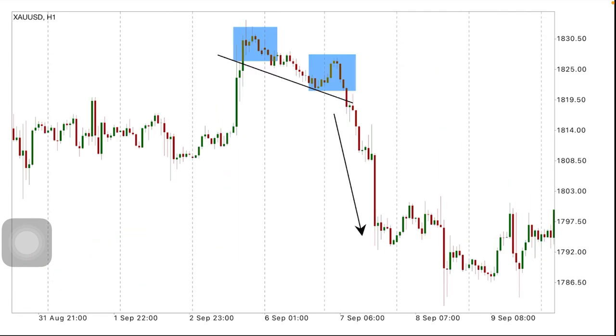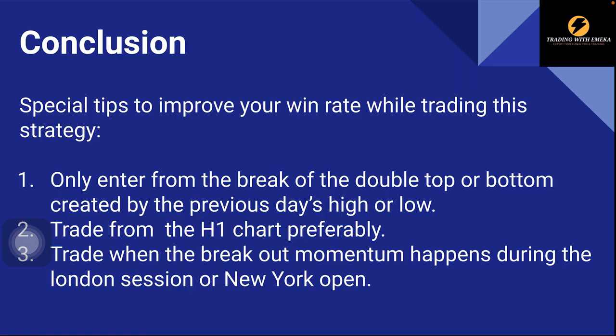So number two, trade from the H1 chart preferably. Trade from the H1 chart preferably. This strategy can work, and you can see the strategy work in other charts, but from my backtesting over the months and years I've been studying this strategy, it works better from the H1 time frame.